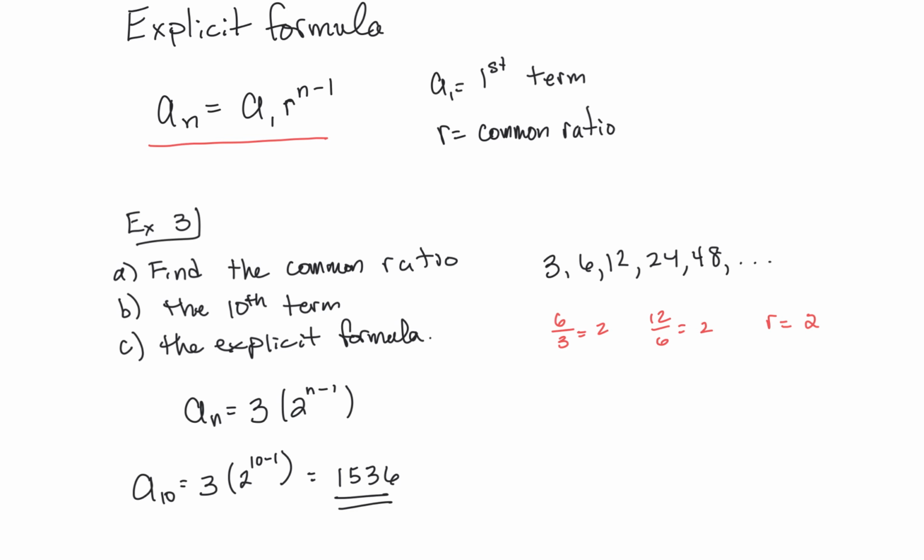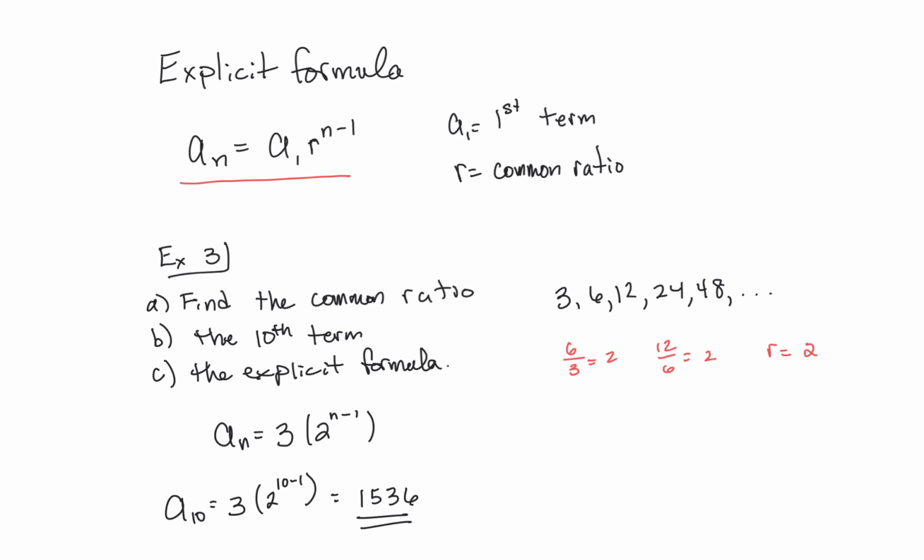So again, this is what we call our nth term formula, or our explicit formula. And you'll see that written into the questions. It will say, find the explicit formula for the sequence.